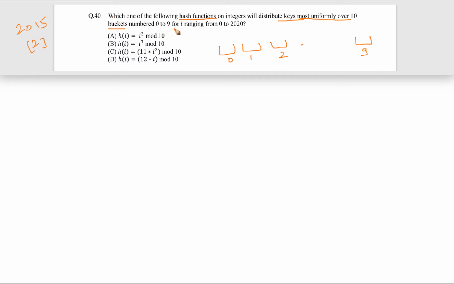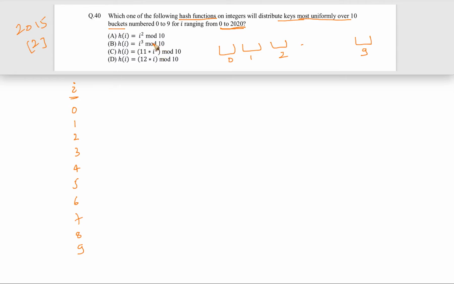Typical hashing, right? For I ranging from 0 to 2020. Right now we will not care about that. We will simply check for some initial values of I, and then we will understand how they are going to behave for all the values. Firstly, let's check for some values. So let's say initially I is 0, 1, 2, 3, 4, 5, 6, 7, 8, 9. We'll just check for this much right now.